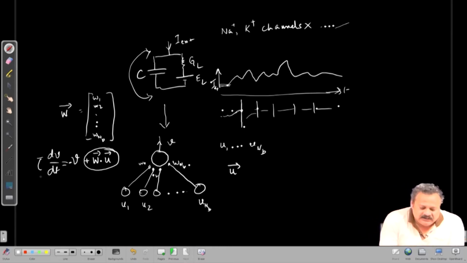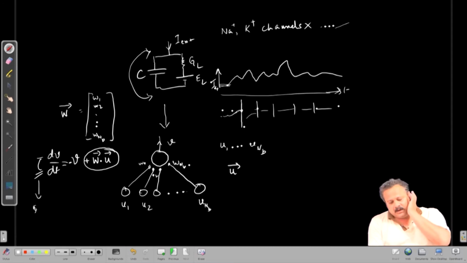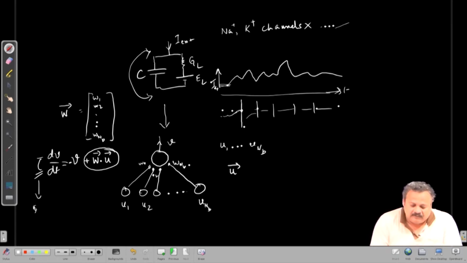Now this time constant of relaxation is extremely small. We will say that it is reaching there quite fast, so that our dV dt is quickly reaching 0, and in that case our V can be set to be simply the dot product of W times U.